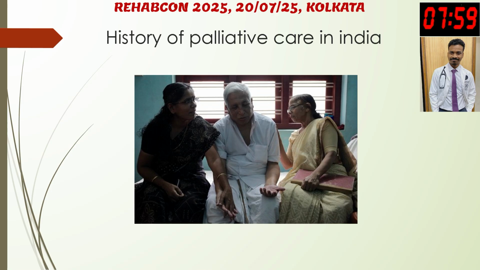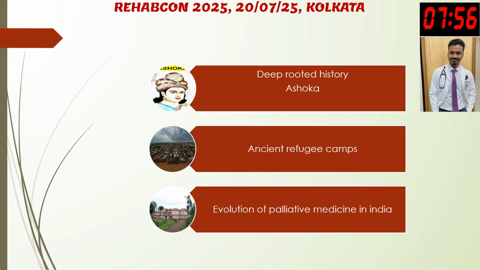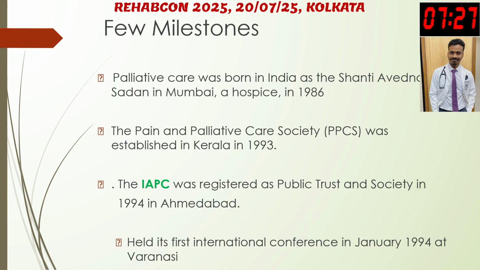When we talk about the history of palliative care in India, it has deep roots starting from the time of Emperor Ashoka. They had developed a lot of refugee camps along the Ganges river near Varanasi, and those were used by the clinically ill, terminally ill patients who were facing life-threatening illnesses. These concepts are now used in the evolution of palliative medicine, and we started our palliative care movement with the birth of Shanti Avedna Hospice in Mumbai in the year 1986.